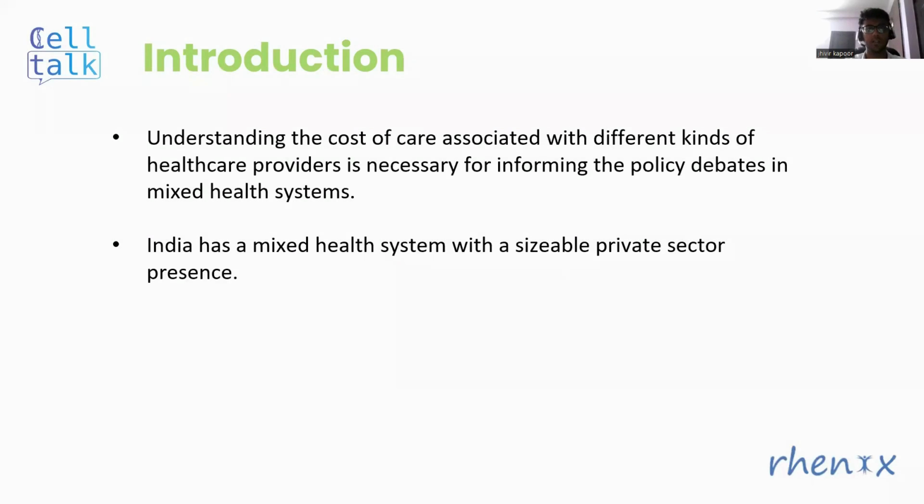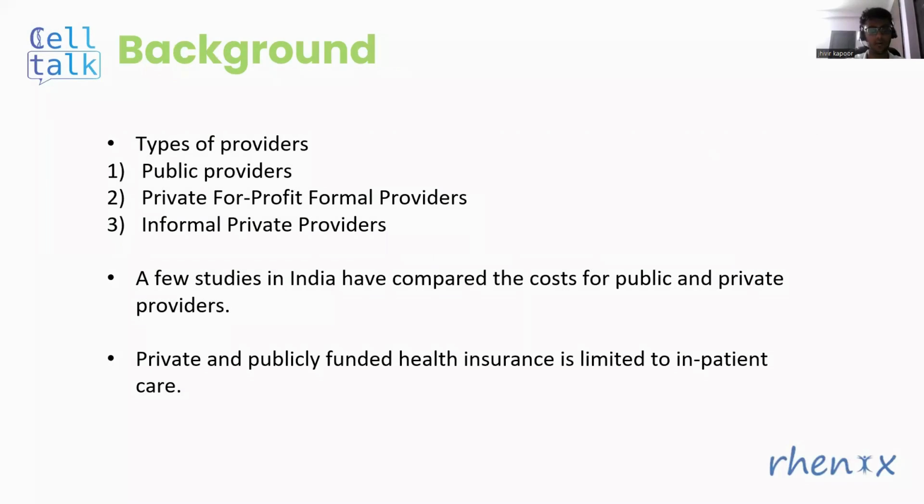Introduction. Understanding the cost of care associated with different kinds of healthcare providers is necessary for informing policy debates in mixed health systems. There's a shortage of such information in most low and middle income countries. India has a mixed health system with a sizable private sector presence. There are three kinds of providers: public providers, private for-profit formal providers, and informal providers. The formal and informal providers together account for 69.8% of India's outpatient care, the most common form of healthcare utilization.